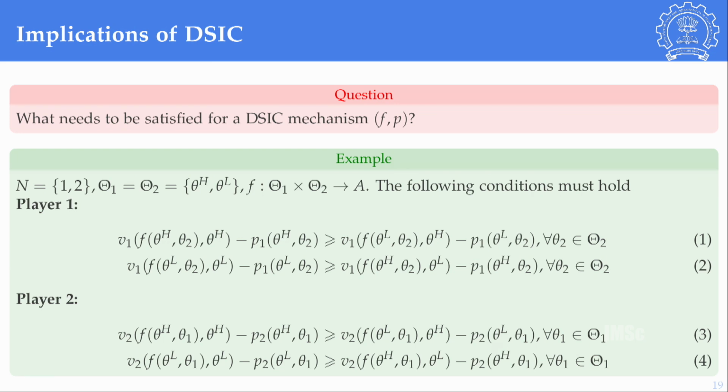So, if you have this setup, you write down the conditions of dominant strategy incentive compatibility, that is the exercise, and this is just an example. You have to satisfy it for both the players and for both their types, right. So, if they are highly valued, then they should reveal it as high. If they are low valued, they should also reveal it as low.